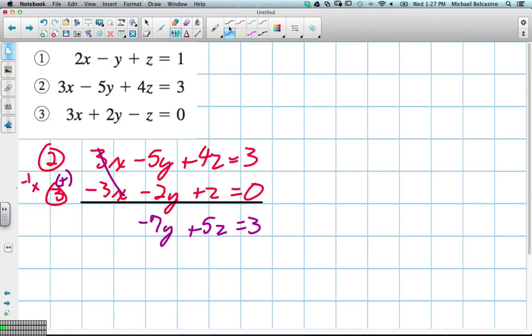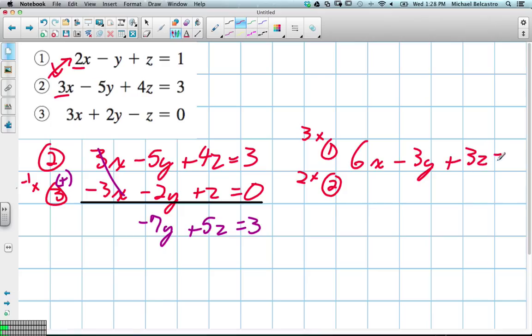And then in our other two equations, I'm going to multiply equation 1 by 3, and I'm going to multiply equation 2 by 2, just so that we get the same coefficient. I multiply by the other's coefficient. Okay? So in equation 1, we multiply by 3, we get 6x minus 3y plus 3z is equal to 3. In equation 2, we multiply by 2, we get 6x minus 10y plus 8z is equal to 6.